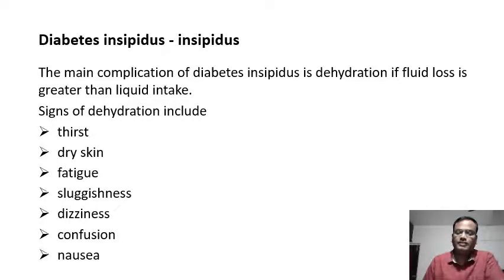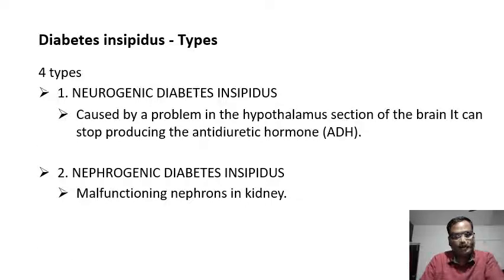Dry skin. So this is the effect of dehydration. Fatigueness, sluggishness, dizziness. So that is one thing. Confusion, nauseating feeling. So these are some of the symptoms which are associated with dehydration, and that dehydration is caused due to the diabetes insipidus condition.